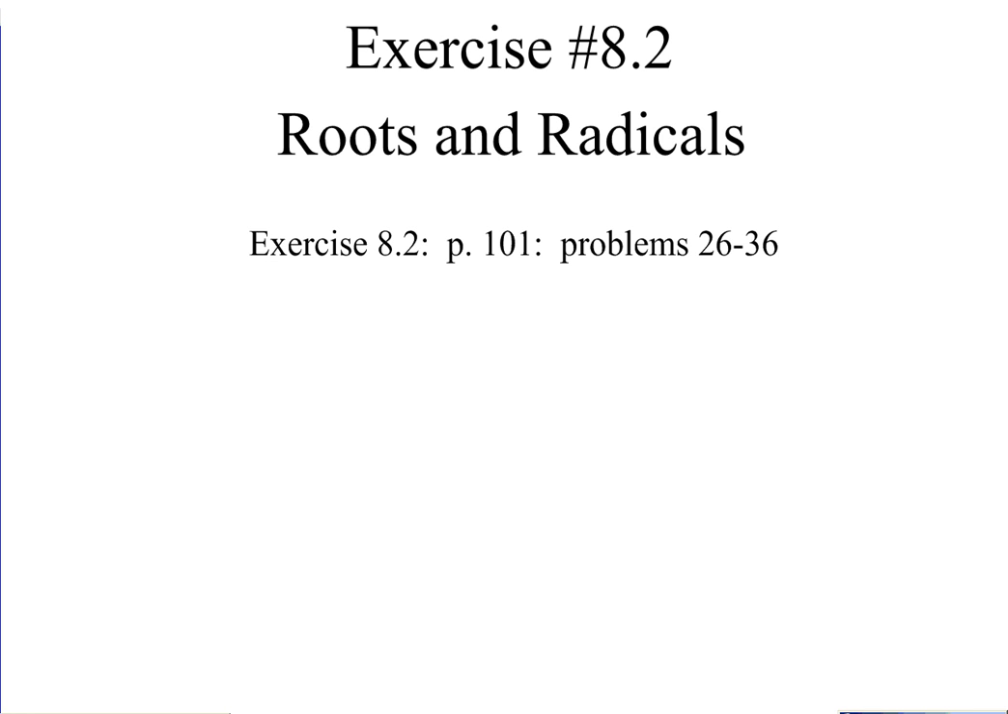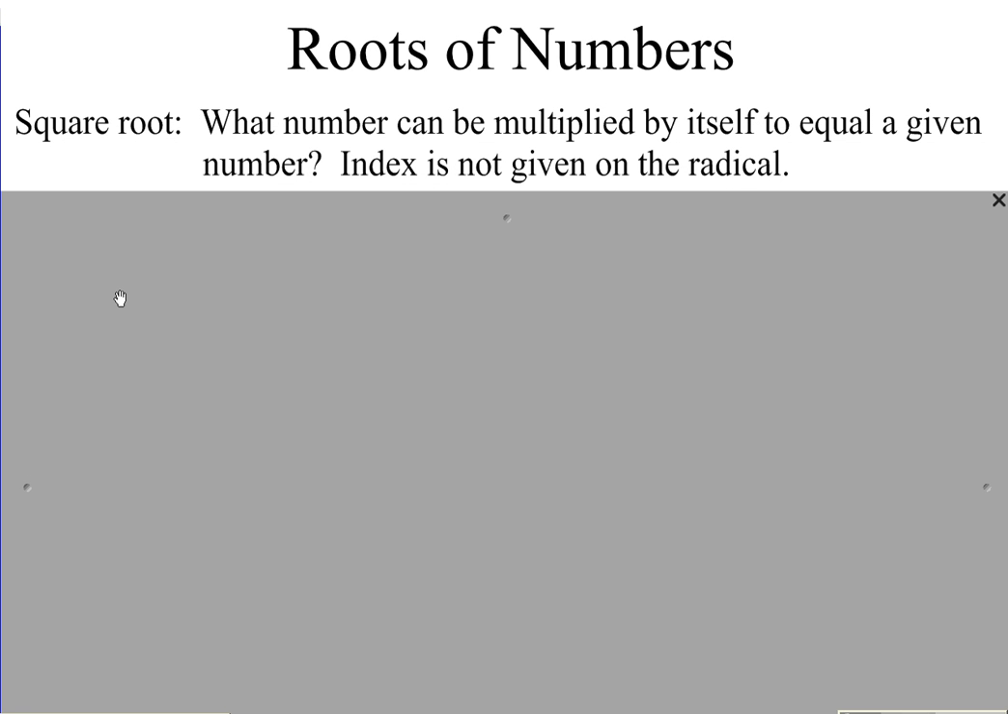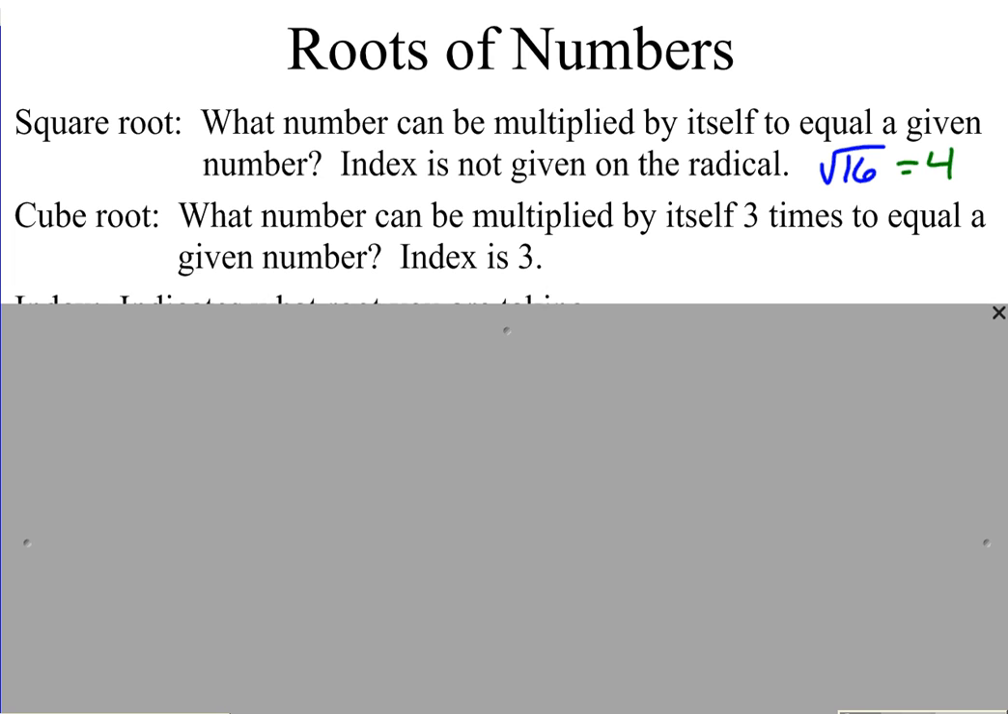Exercise 8.2, roots and radicals. Starting with some definitions again. Square root. Square root is asking what number can be multiplied by itself to equal a given number. An index is not given on the radical. So if you see something like the square root of 16, what number times itself equals 16? We know the square root of 16 is equal to 4 because 4 times 4 equals 16.